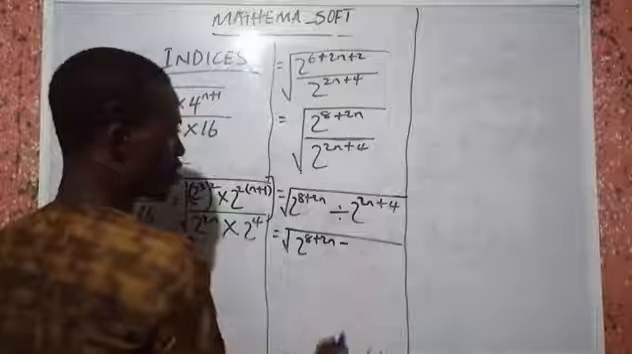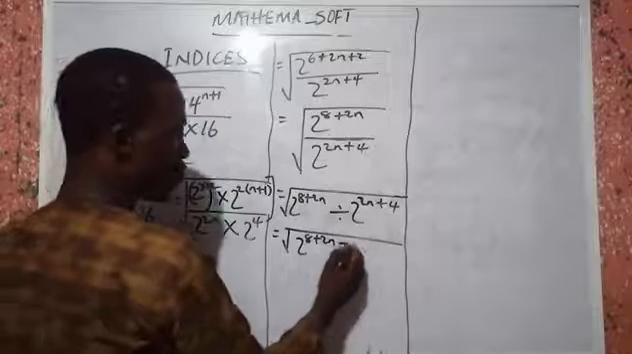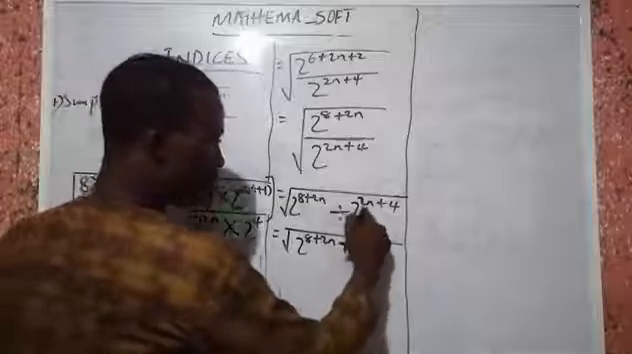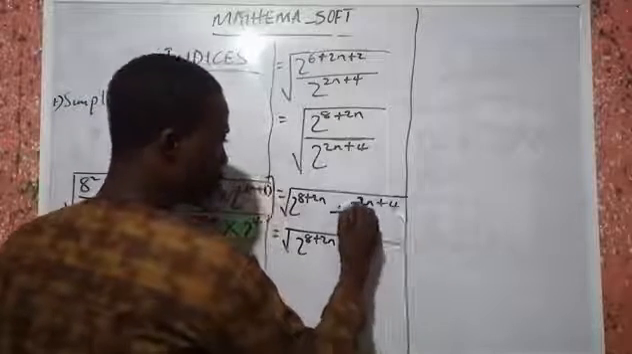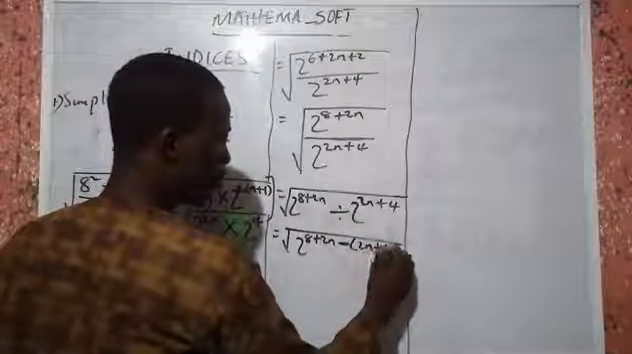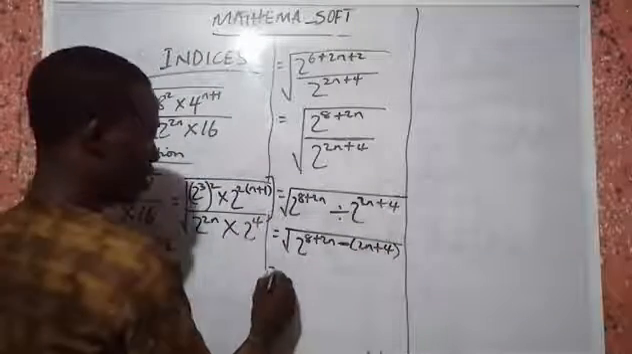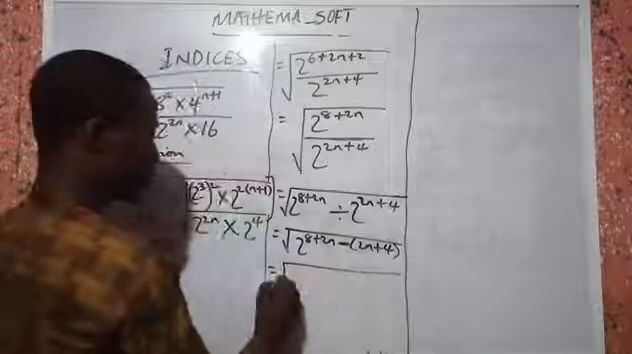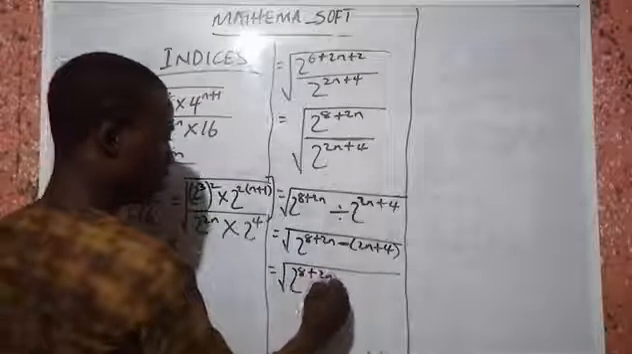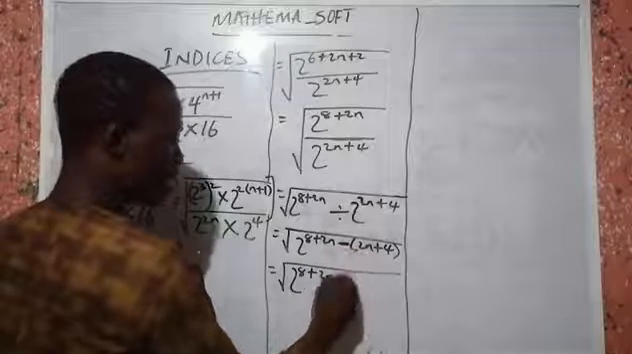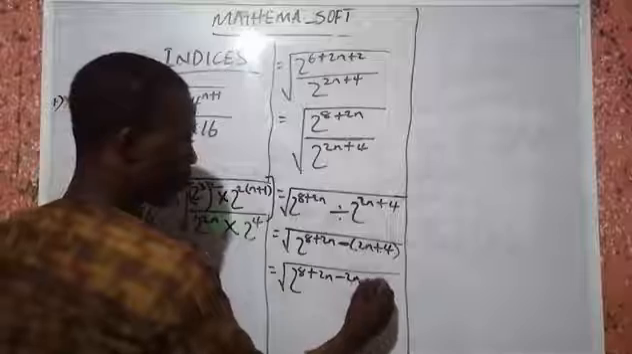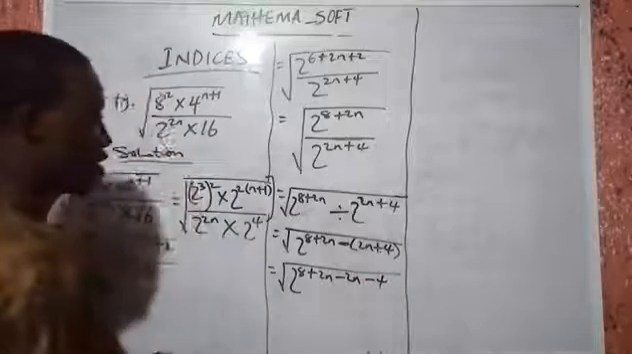Division will turn to minus. Be careful, since you put this minus and you see that this is not just one term, that minus is for both of them. So you have to put them in brackets. Plus 4. Okay? And then I will have 2 raised to power 8 plus 2n minus 2n minus 4. That's what I will have.